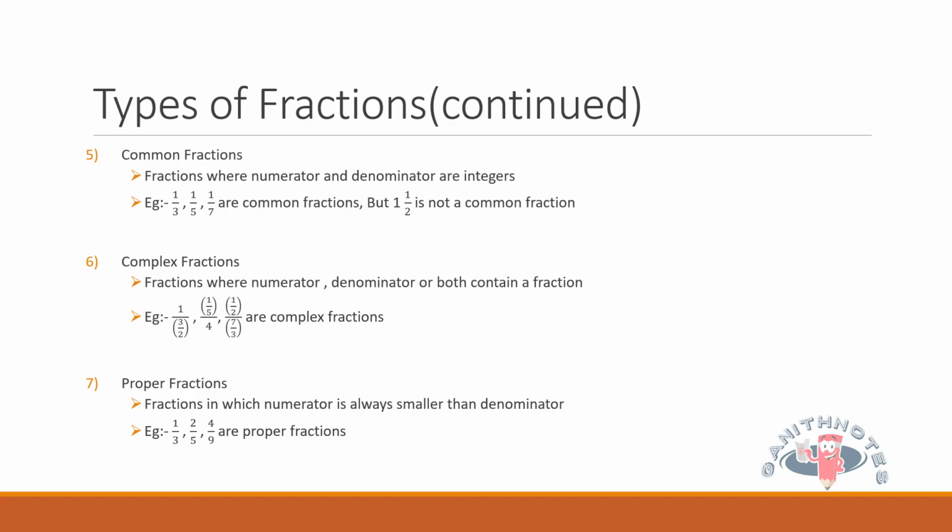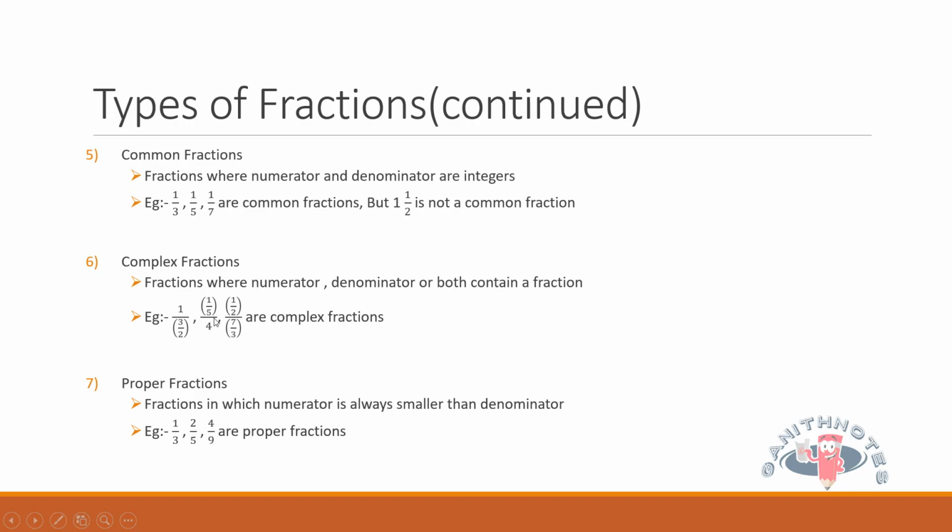Sixth one is complex fractions. Fractions in which either the numerator or the denominator or both contain a fraction are denoted as complex fractions. So in the first one, it is 1 divided by 3 by 2, where the numerator is 1 and the denominator is 3 by 2. 3 by 2 itself is a fraction which falls in the denominator. That is why it becomes a complex fraction.